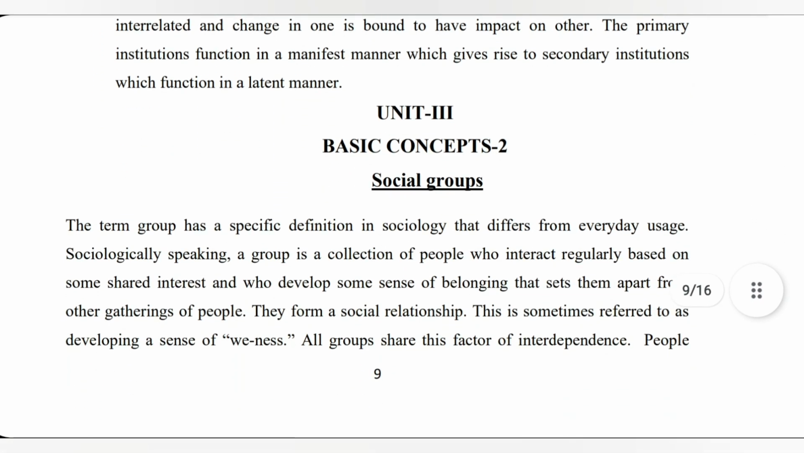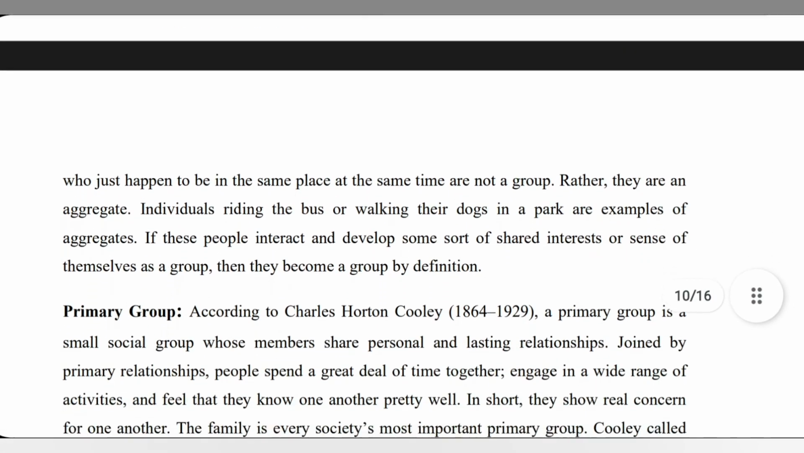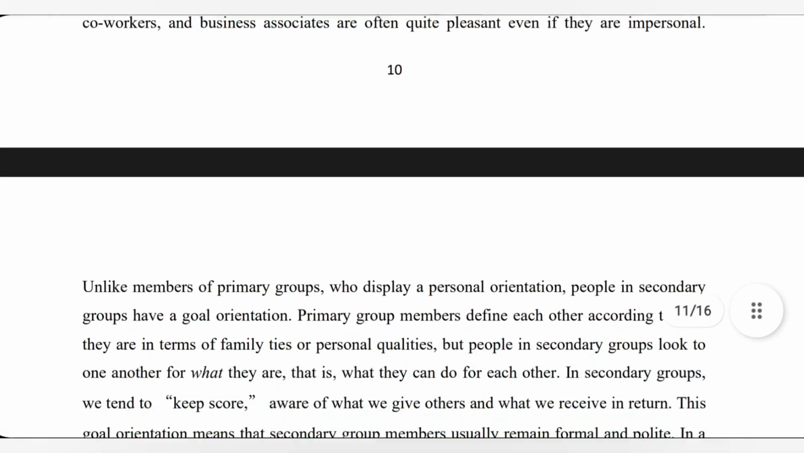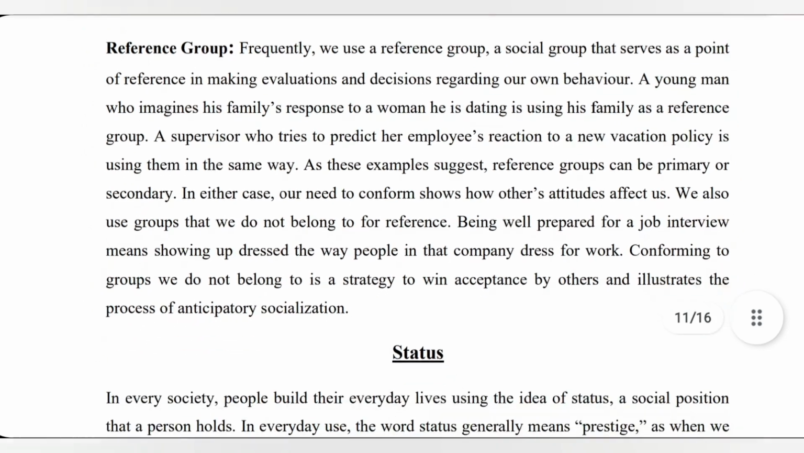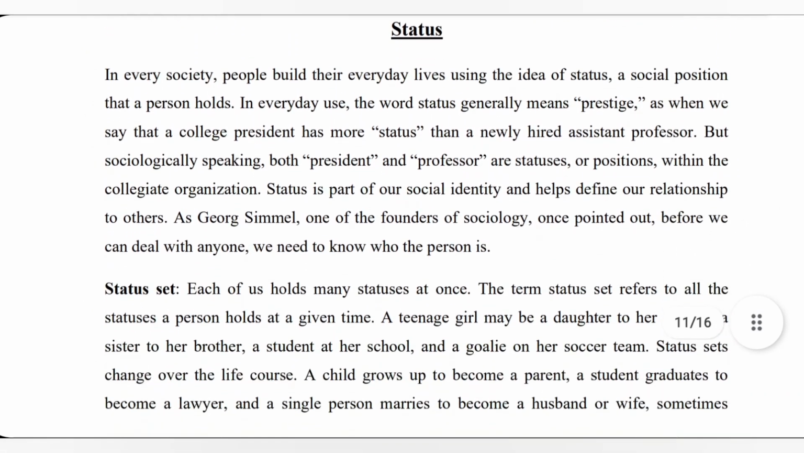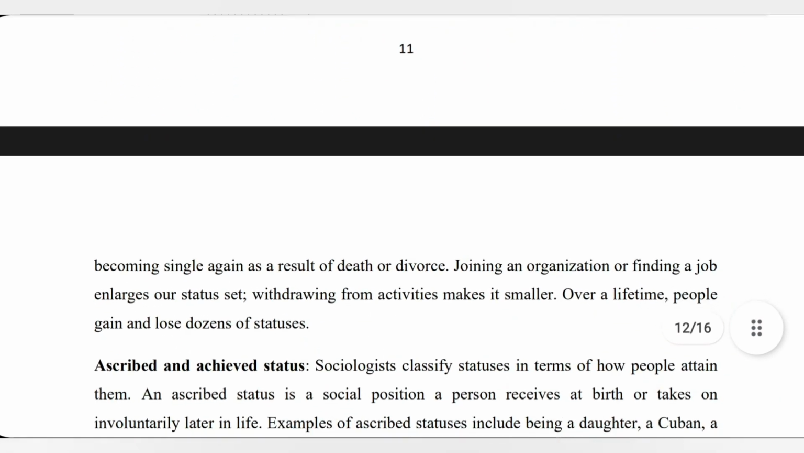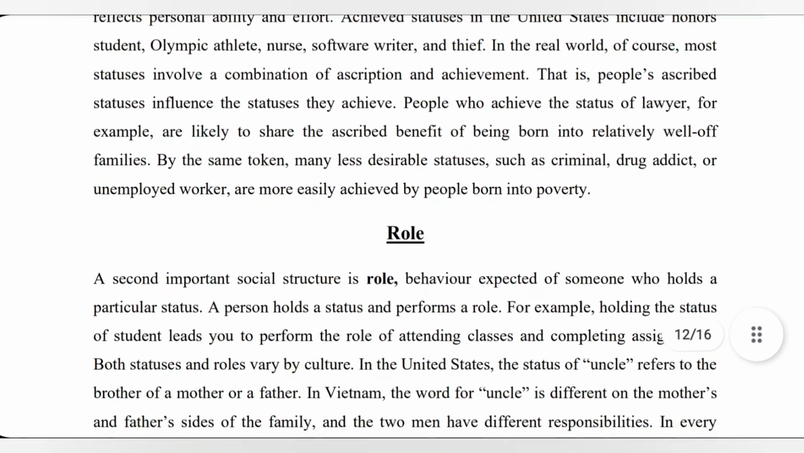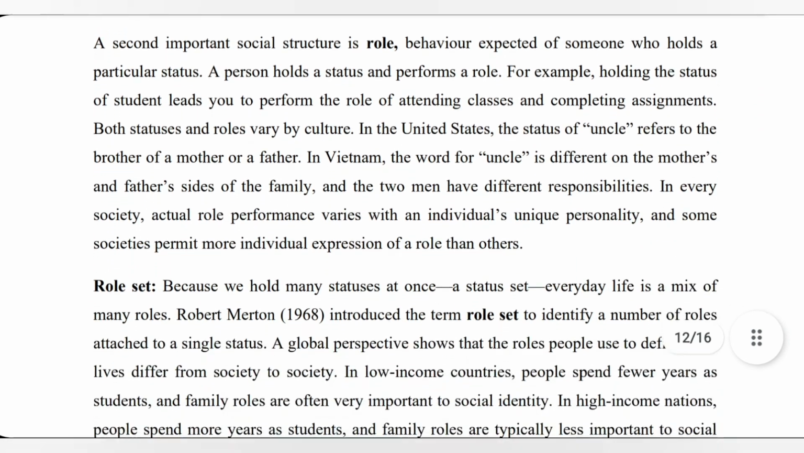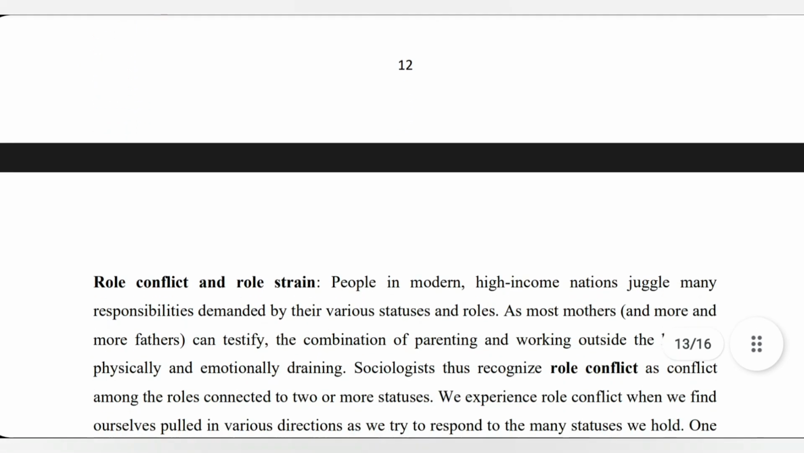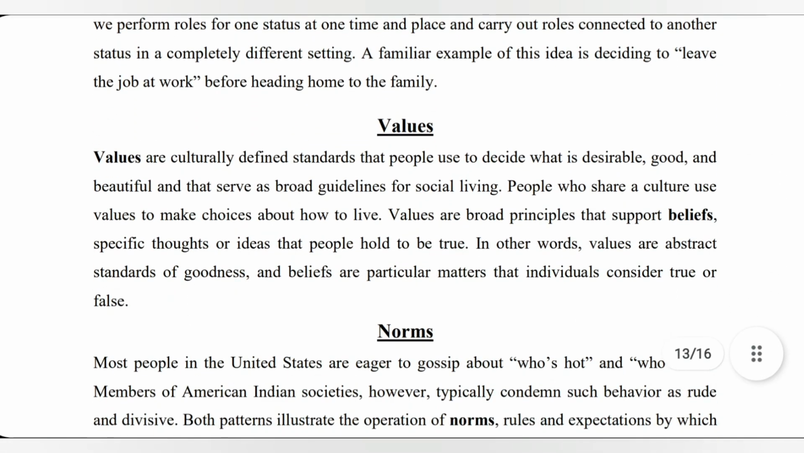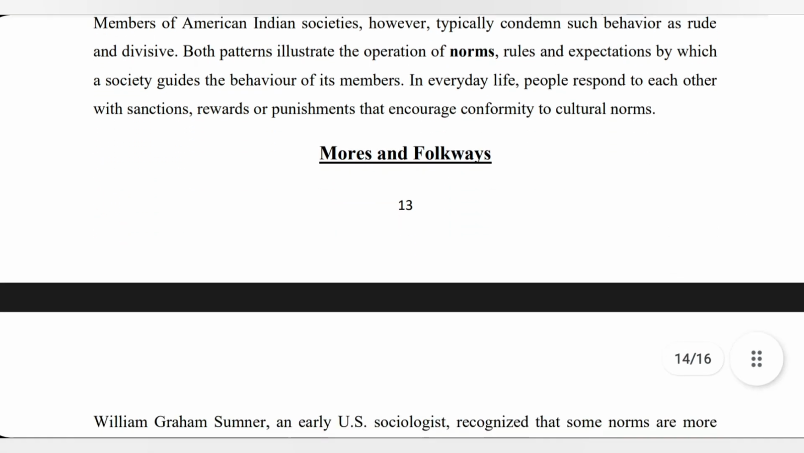Unit third is basic concept second, and in this unit you have to study social groups, types of social groups, that is primary group, secondary group, reference group. Then you have to study status, types of status, that is ascribed status and achieved status. Then you have to study the role. Then values. Then norms. Mores and folkways.